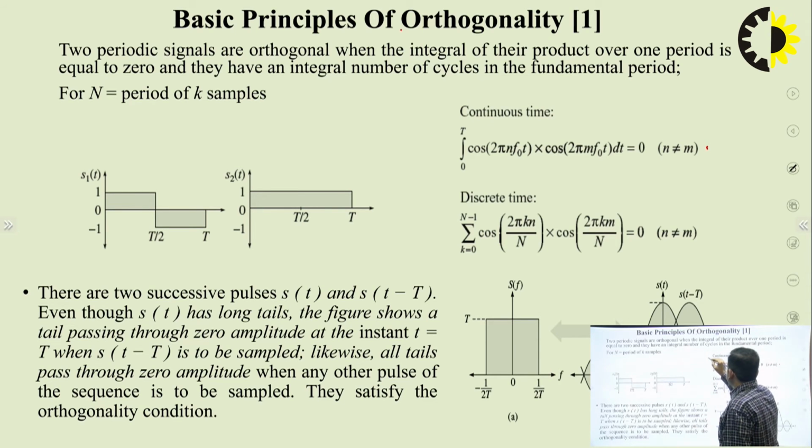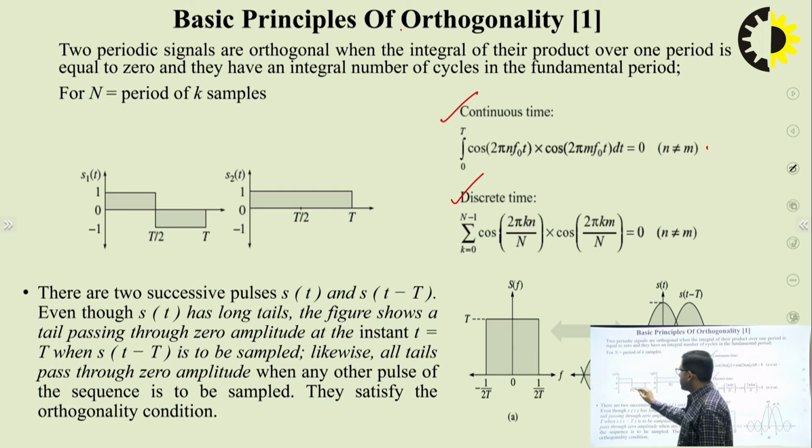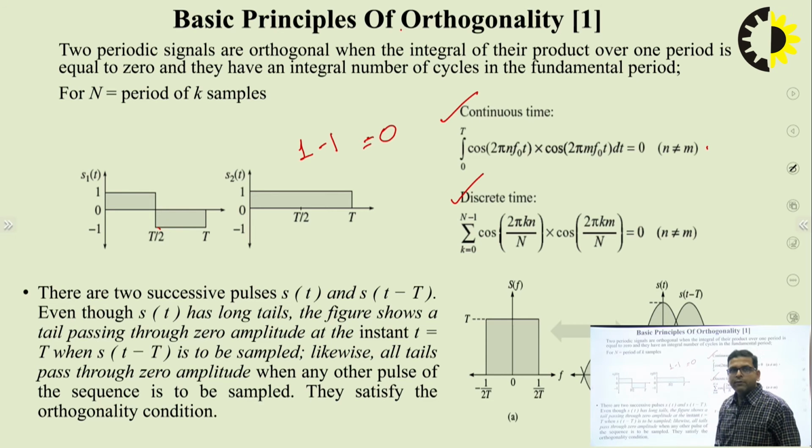This is the condition of orthogonality in continuous time, and this is the condition for orthogonality in discrete time. Here also we can see that if we multiply these two signals and integrate over the time period, the resultant will be 0. Because for the first half of the time duration the product will be 1, and for the rest of the period the product will be -1. And when we add them, we will get 0. This is the condition of orthogonality.